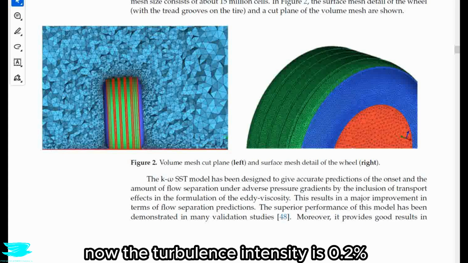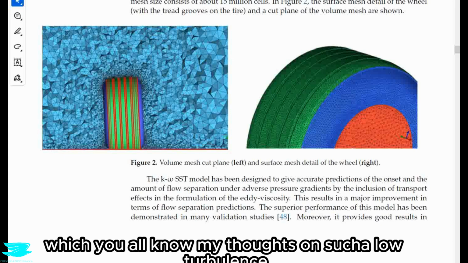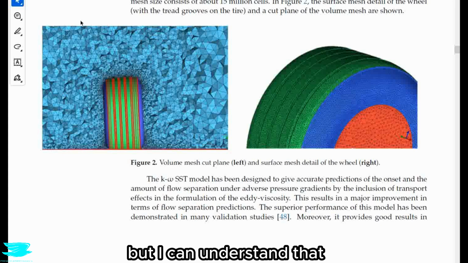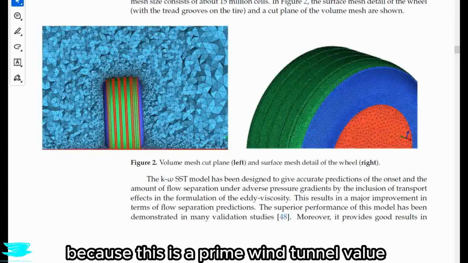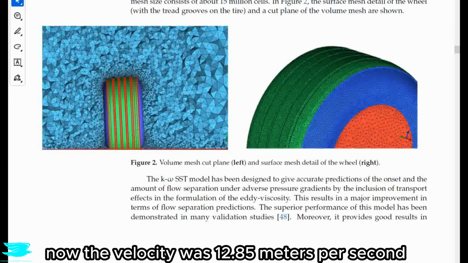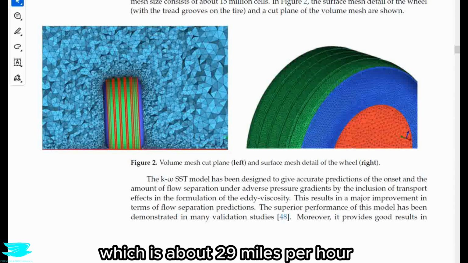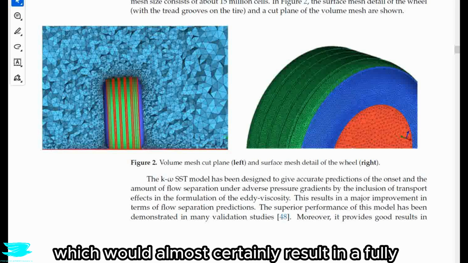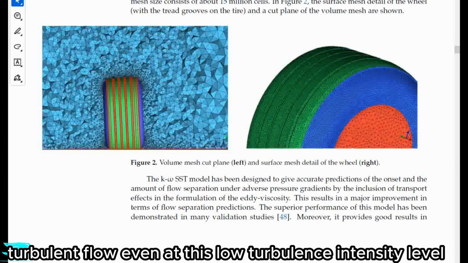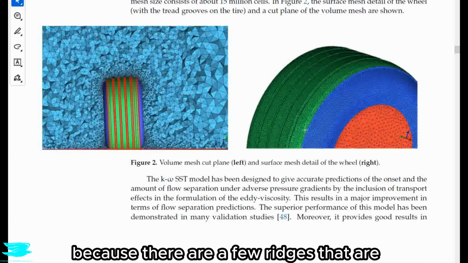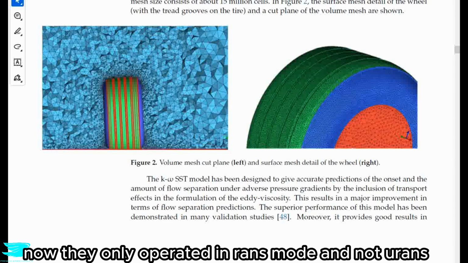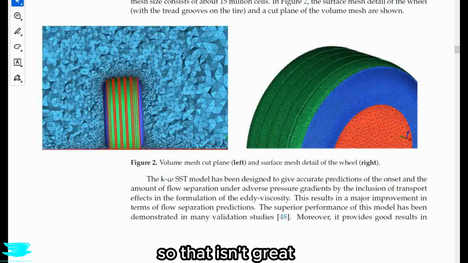Now, the turbulence intensity is 0.2%, which you all know my thoughts on such a low turbulence intensity for anything automotive. It's too low. But I can understand that they use this value because this is a prime wind tunnel value. Now, the velocity was 12.85 meters per second, which is about 29 miles per hour, and the Reynolds number is about 530,000, which would almost certainly result in a fully turbulent flow, even at this low turbulence intensity level, because there are a few ridges around the wheel that will trip the boundary layer. Now, they only operated in RANS mode and not URANS, so that isn't great.